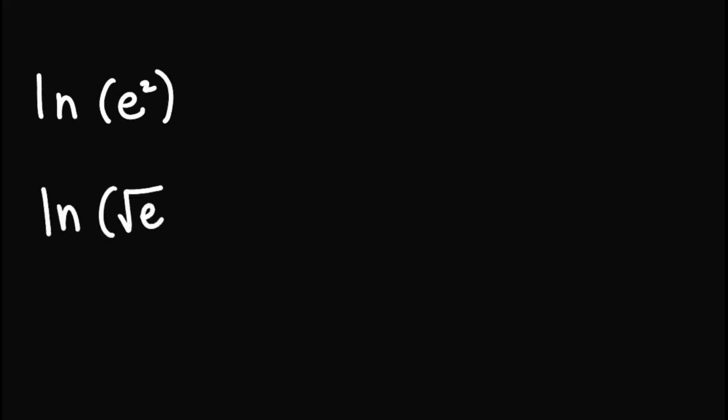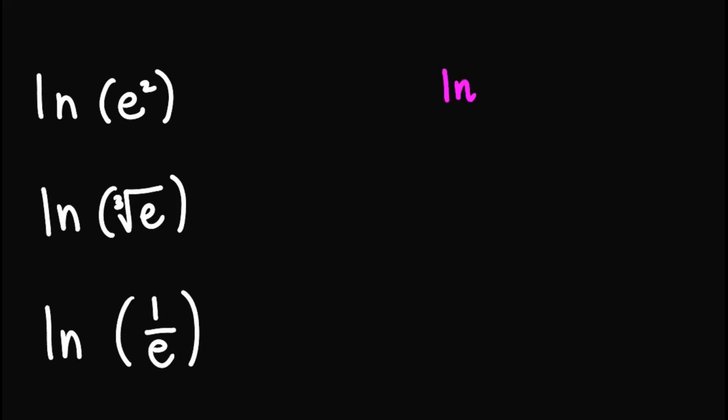Let's have our second set of examples. We have here ln of e squared, ln of square root of e, or rather cube root of e, and ln of 1 over e. Now for this one, just recall that ln of, say, x is simply equal to the logarithm of x with respect to base e, wherein e is the Euler's number, or the Euler's constant.